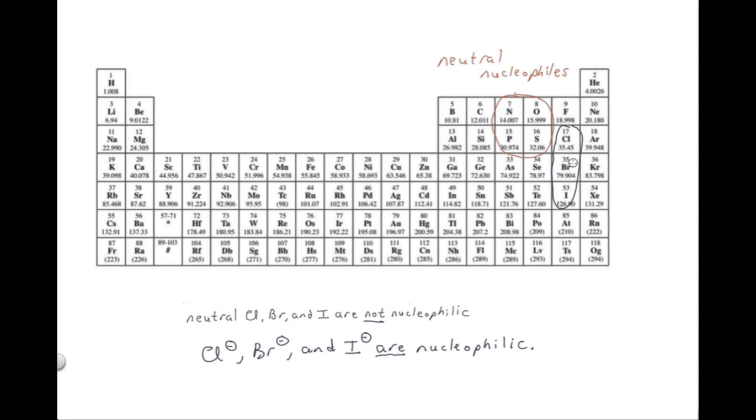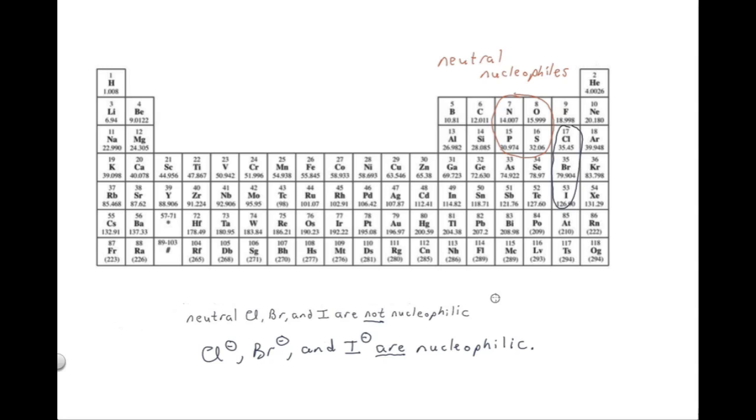Here are chlorine, bromine, and iodide in the periodic table. Now remember that the most important factor in organic chemistry is formal charges. The formal charge makes all the difference. A neutral chlorine, bromine, and iodide are not nucleophilic, even though they have lone pairs. On the other hand, we've seen many examples that a negative chlorine, negative bromine, or negative iodine definitely are nucleophilic.